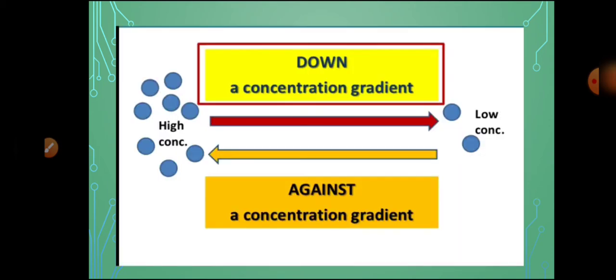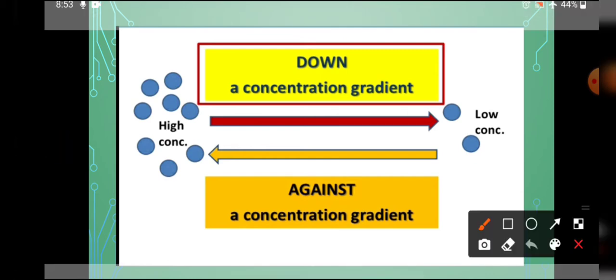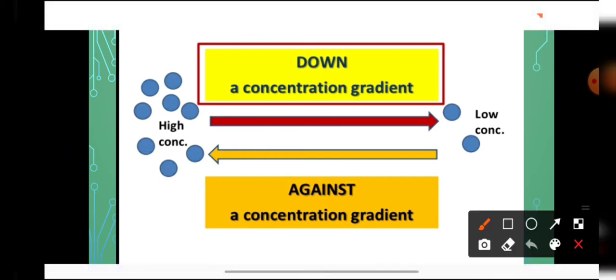Now students, passive transport is also defined as the movement of molecules down a concentration gradient. Now what is concentration gradient? Concentration gradient is the difference in the concentration of molecules along the two sides of the membrane. So when the molecules move from high concentration to low concentration, it is known as movement down a concentration gradient. And when the molecules move from low concentration to high concentration, then this type of movement is known as against a concentration gradient.